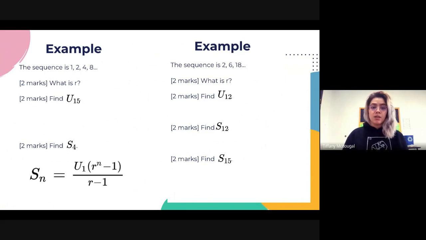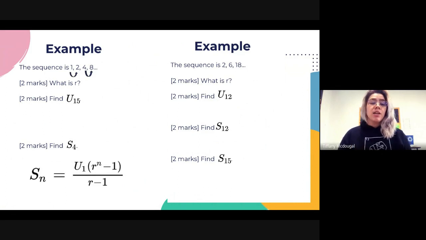So take a pause and try to solve those yourself. Okay, I'm assuming you paused and now you're back. What is R? I want to check what the sequence is multiplying by over and over again to make that pattern. In this case, it looks like that's a 2.